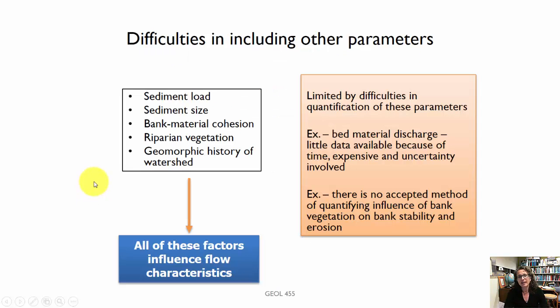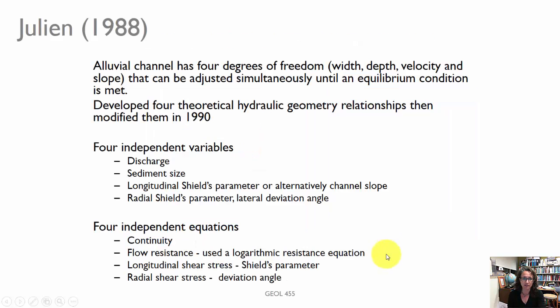All right, it's a little tricky to include other parameters, but people have tried. Some other things are going to influence the flow characteristics: sediment load, sediment size, cohesion of bank material, riparian vegetation, geomorphic history. It's hard to quantify these. How do you come up with something you can regress that is a quantity about riparian vegetation? There's not much data on bed material discharge, which would be the best. And how do we quantify the influence of bank vegetation on bank stability and erosion? So it's kind of tricky to include those.